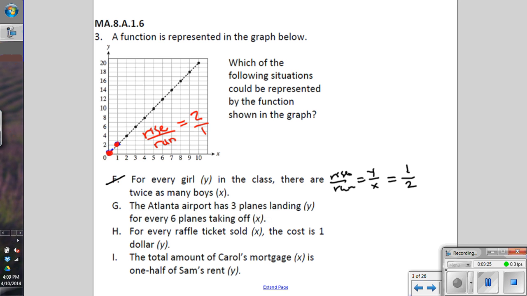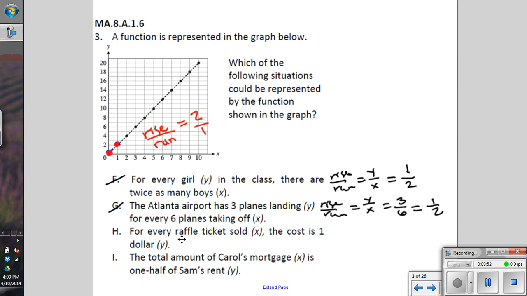When we examine G the same way, the Atlanta airport has 3 planes landing. So again, rise over run. 3 planes landing for every 6 planes taking off. So Y over X, 3 over 6, which interestingly enough simplifies to 1 over 2, which again is incorrect because we need 2 over 1.